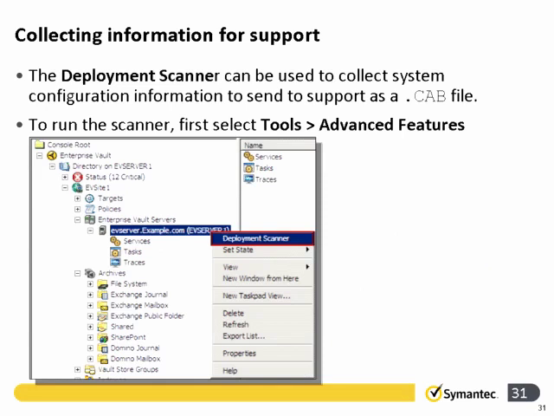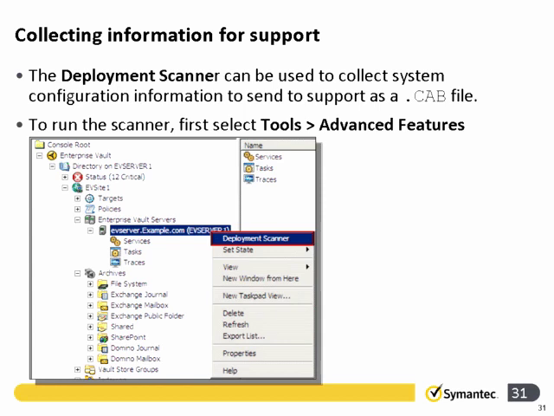If we do ask you to collect information for support, one of the easiest ways to collect this information is to run the deployment scanner. If you want to run the deployment scanner, you can just go into the Enterprise Vault Administration Console, navigate from your directory to your site, down to the Enterprise Vault server, right-click on the Enterprise Vault server, and you should have an option to run the deployment scanner.